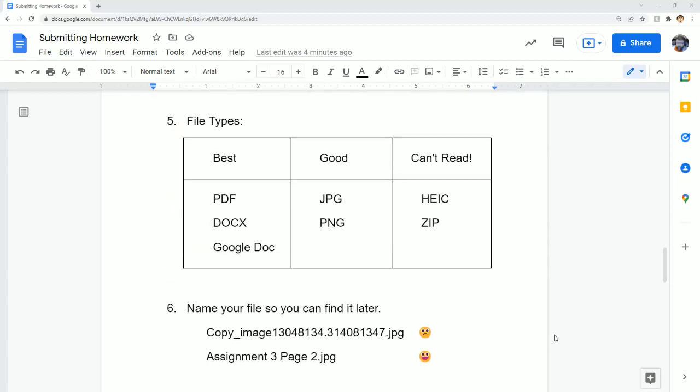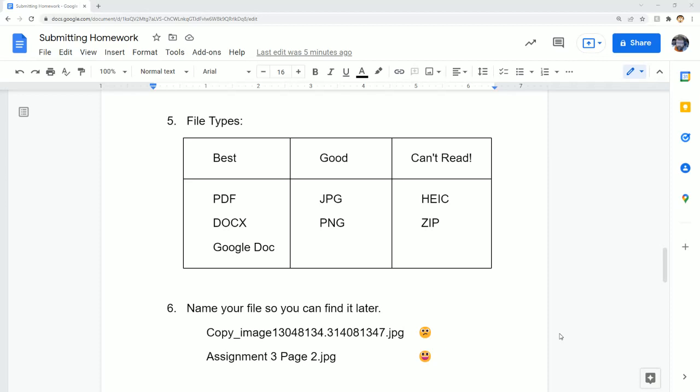File types. The best file types that you can do are PDF, DocX, which is Microsoft Word, or just a straight up Google Doc. Those are all usually readable without any problems. I have had a couple of issues with PDFs that are created through weird programs. Sometimes they're a little bit corrupt, but usually even then I can download them and manually open them. It's not too much of a hassle. Good ones would be JPEGs or PNG files, so basically most picture files work. Same thing I mentioned earlier is that the orientation on those sometimes gets messed up, which is why it's not always ideal to have those.